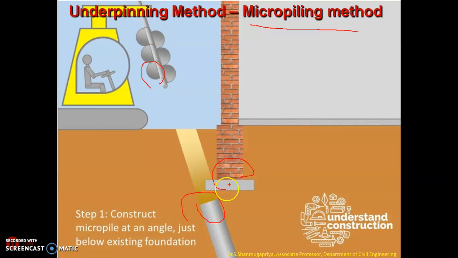Before doing this, one should excavate the earth adjacent to this existing strip foundation to find out exactly how deep it is. So that is the first step, that is, we have to construct the micropiles at an angle just below this existing foundation. Now let me move on to the next slide.